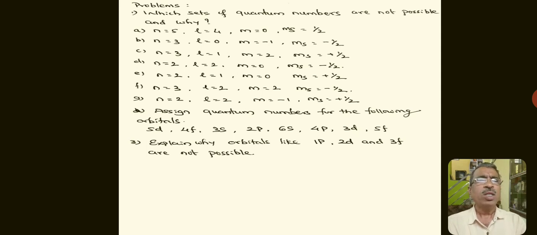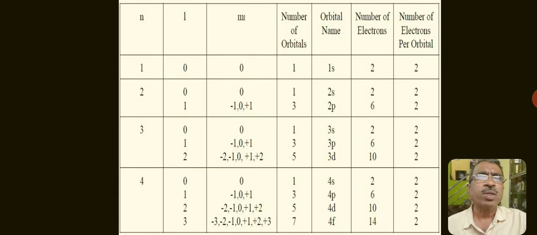So like this, we can write these things. This is a table where I have shown the values. If n is equal to 1, that is a K shell. It contains only one subshell. That value is 0. So when L is equal to 0, M is also equal to 0 because of the equation 2L plus 1. It is having only one value, that is a 0 value. And it is called the orbital name. In the first, it is called the 1s orbital.